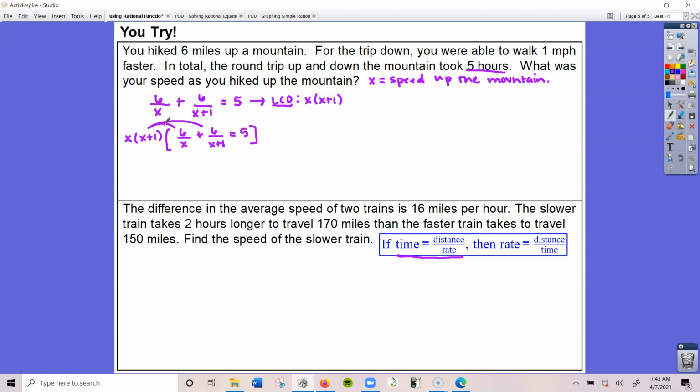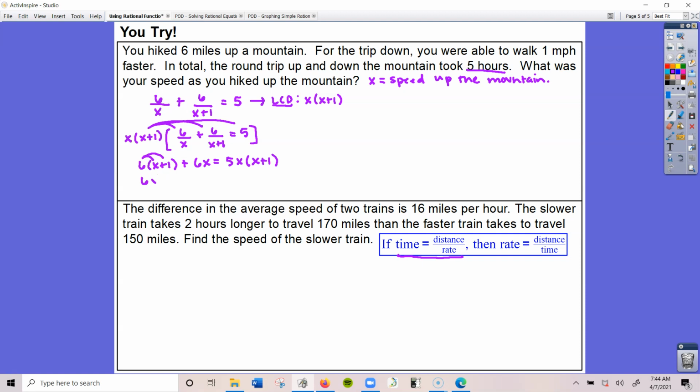Distribute. If I distribute this to this first fraction here, the x's would end up canceling. So we would just multiply 6 with the x plus 1. Plus, now when I distribute it to the second term, the x plus 1's would end up canceling. So we would only multiply 6 with the x. Is going to equal, nothing would end up canceling here since there's no denominator. So we would just multiply 5 with the x and the x plus 1. Now we're going to distribute everything and solve.